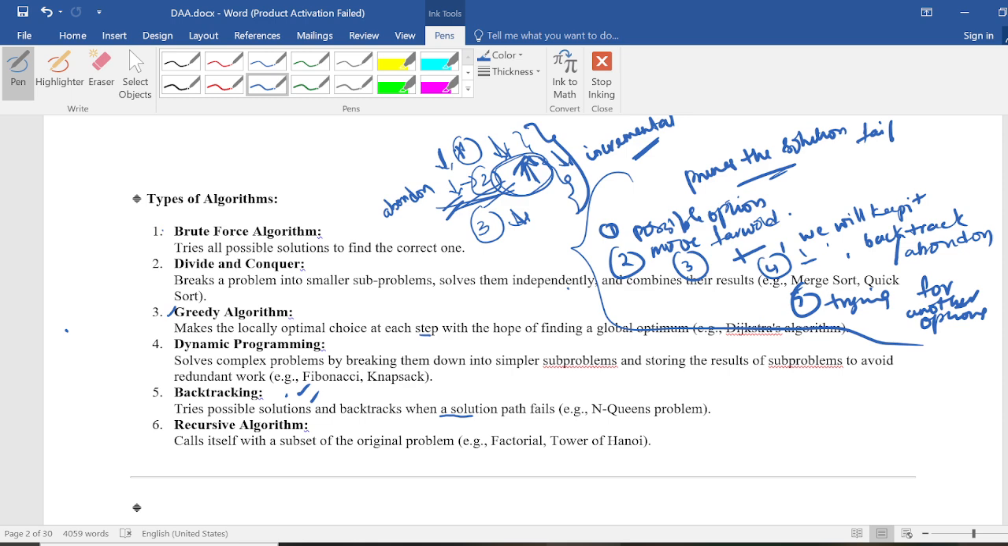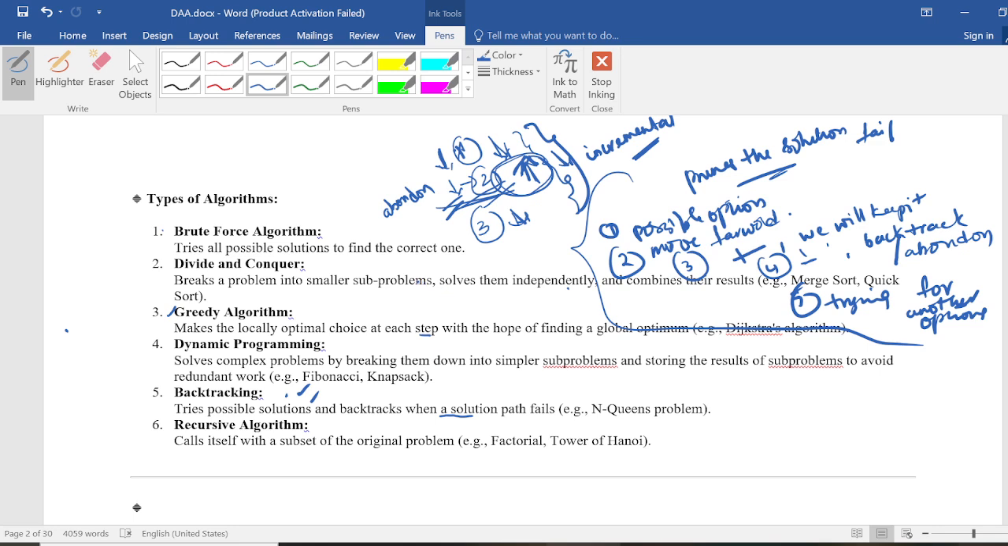Examples of backtracking algorithms involve Sudoku, maze solving, and subset and permutation generation. These are all very famous and common examples.